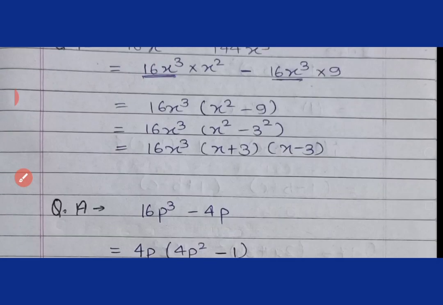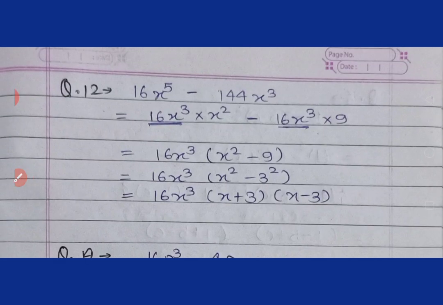Next question, question number 12. 16x to the power 5 minus 144x to the power 3. Here 144 is the square of 12 and 16 is the square of 4. But here x to the power 5 is not a perfect square. It can't be changed into a perfect square. And here x to the power 3 is given, which is also not a perfect square. So we can put it outside. We can put outside those which are not a perfect square.